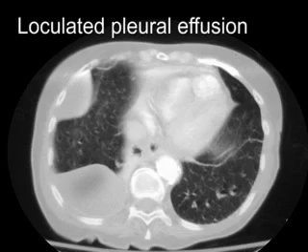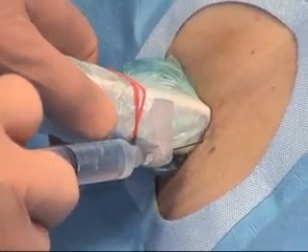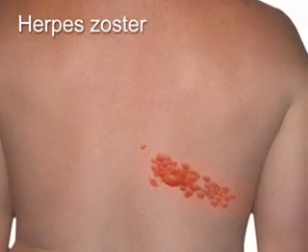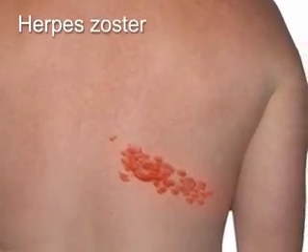In patients who have small or loculated effusions, the procedure should be performed by experienced operators, ideally with real-time imaging guidance. The thoracentesis needle should not pass through sites of cutaneous infection such as cellulitis or herpes zoster.